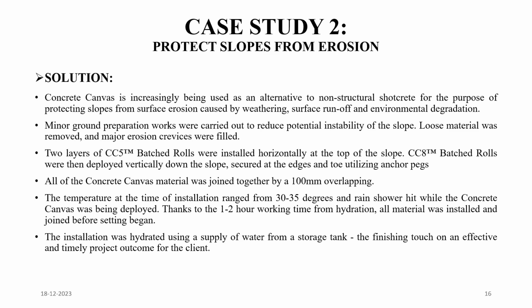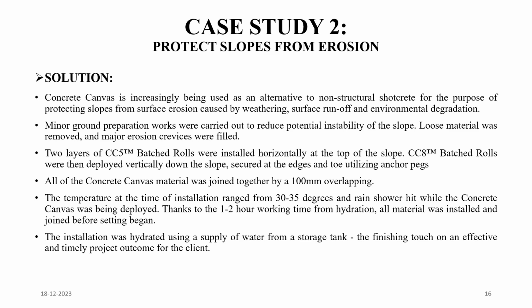Two layers of CC5 batch rolls were installed horizontally on the slope, while CC8 batch rolls were then deployed vertically down the slope, secured at the edges and the toes using anchor pegs. All the concrete canvas materials were joined together with 100 millimeter overlapping.